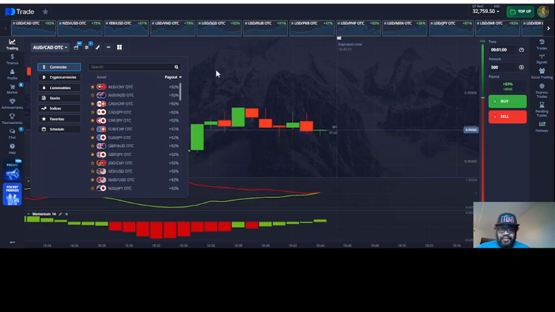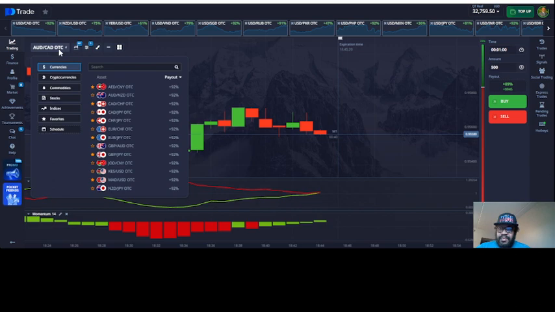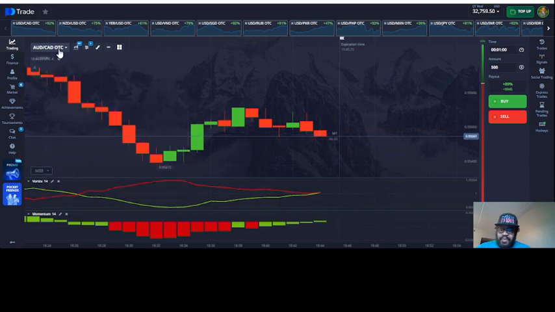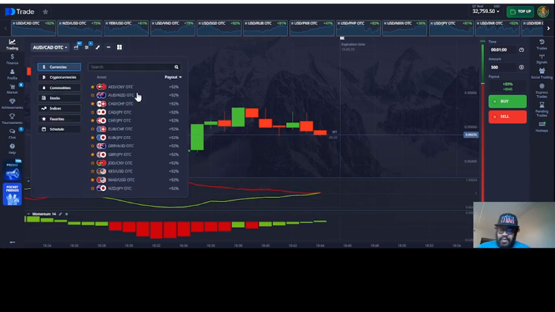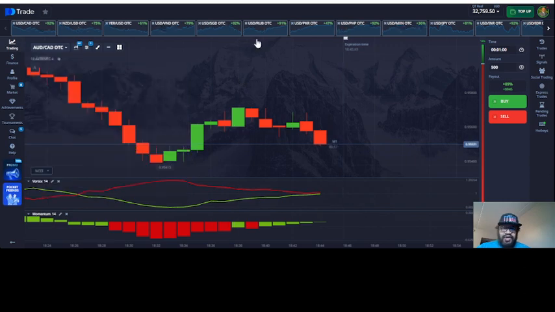And I've already checked off all the various currency assets here, and checked off all the OTC assets, like I mentioned, with high payouts. So when you do that, the assets appear at the top of the chart here. So I can go through and analyze each of the currency assets individually and quickly.